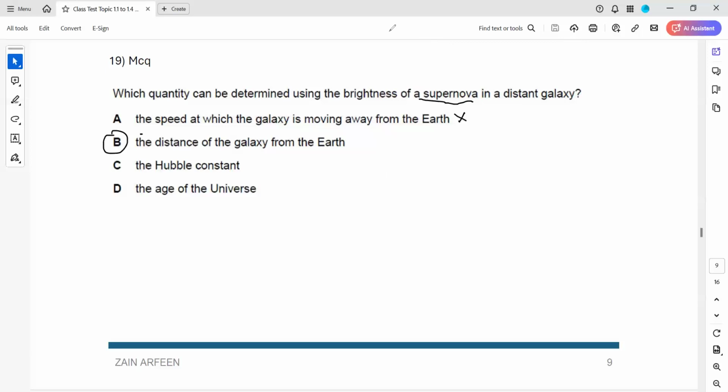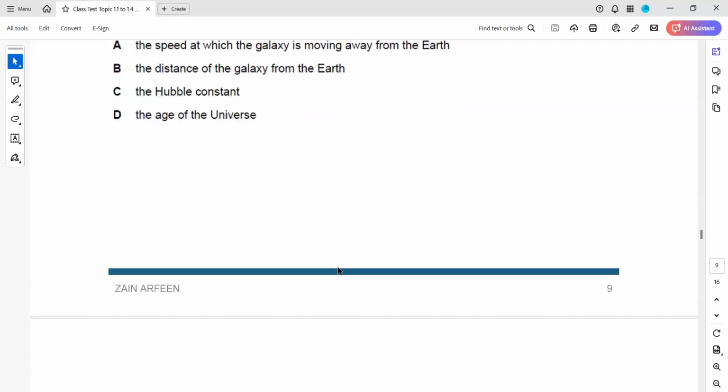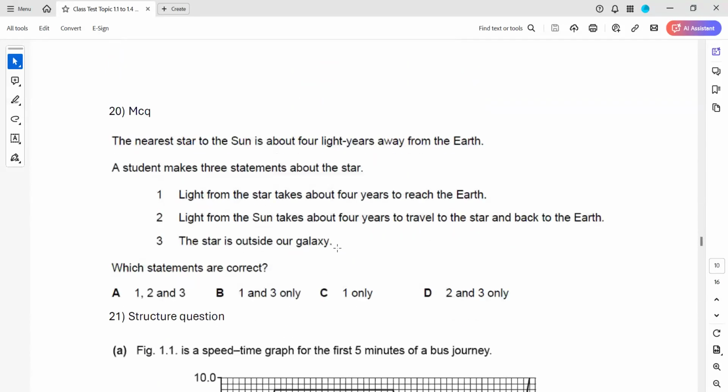Hubble constant and age of universe. Hubble constant can be used to determine the age of universe.